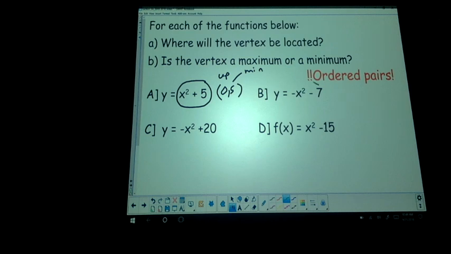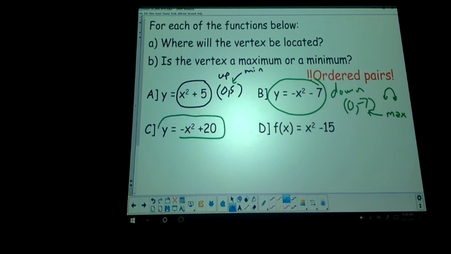All right. Does this parabola open up or down? Down. What is my vertex? What do we got? 0, -7. If it opens down, is this a max or a min? Max. And again, I'm pointing to the y component. What about this one? Open up or down? Down. What's my vertex? 0, 20. Is the y component a max? Cool.